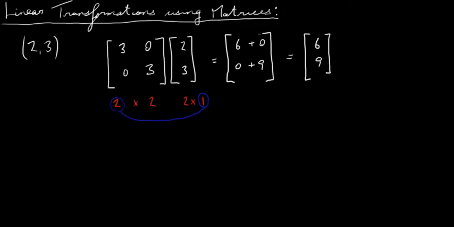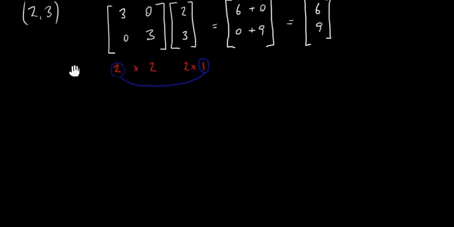Now let's have a look at another one of these. Let's take 2, 3 again, and this time we're going to do a minus a half dilation. So how would we do this? Well, you do the same thing again. We just take our transformation matrix. This time we're going to dilate it by minus a half.